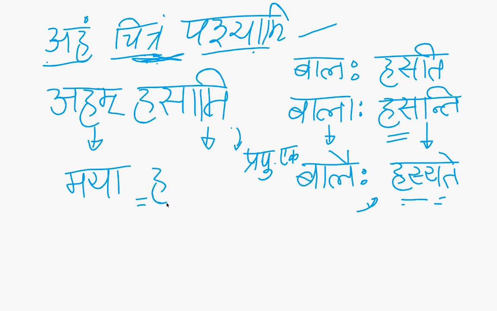Aham hasami becomes maya hasyate, which means the laughing action is being done by me. Laughing is done by me, by you, by many people, by us. So the laughing is not going to change; it remains the same. Its lakara or kala can change, it can become bhuta kala, bhavishyat kala, etc. But purusha vachana is going to remain prathama purusha ekavachana.